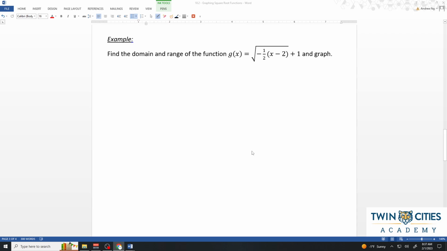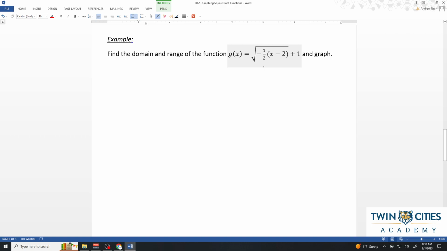Another thing we can do is find the domain and range of these square root functions. So let's say I'm given a function like this. G of x equals the square root of negative 1/2 x minus 2 plus 1. What I want to do is find the domain and range of this function, and then we're going to take a look at the graph of this. So here's how to do this.